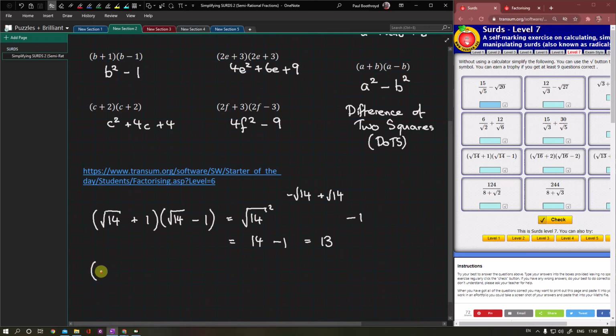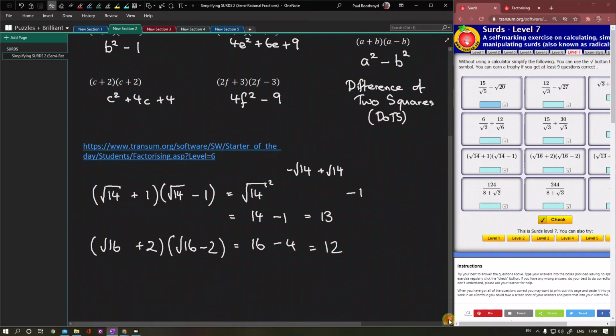Quick play again with the second one. Square root of 16 plus 2 times square root of 16 minus 2. Sorry, don't need the square root bit. That gives me 16 minus 2 root 16 plus 2 root 16, don't need it, plus 2 times minus 2 is minus 4, gives me a solution 12.